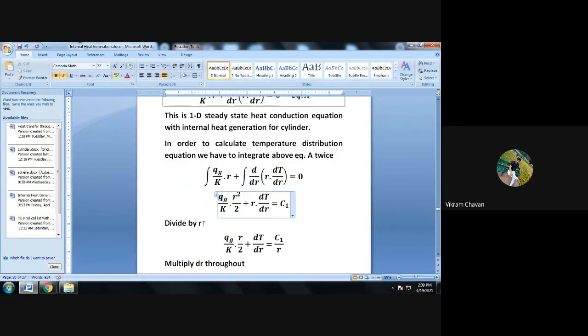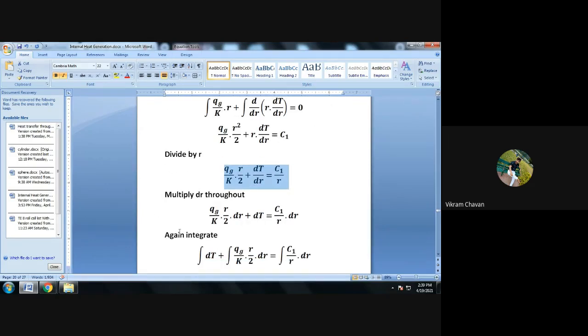So dividing by r throughout the equation, we get Qg divided by k multiplied by r by 2, plus dT/dr is equal to c1 divided by r. Okay. Next. So now here the dr is there.